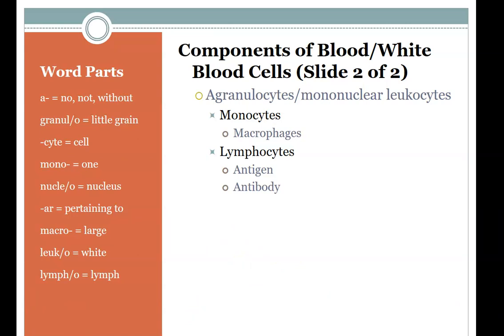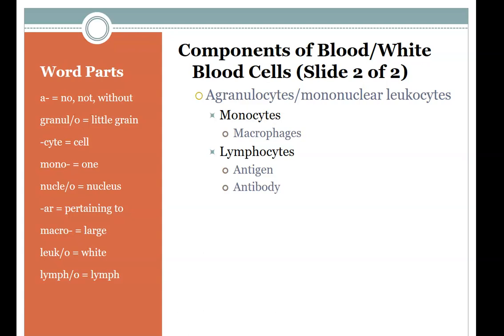Although these cells originate in the bone marrow, they mature only after entering the lymphatic system. There are two types, monocytes and lymphocytes. Monocytes are named for their single large nucleus. These cells are transformed into cells called macrophages, which eat pathogens and are called out for severe infections.